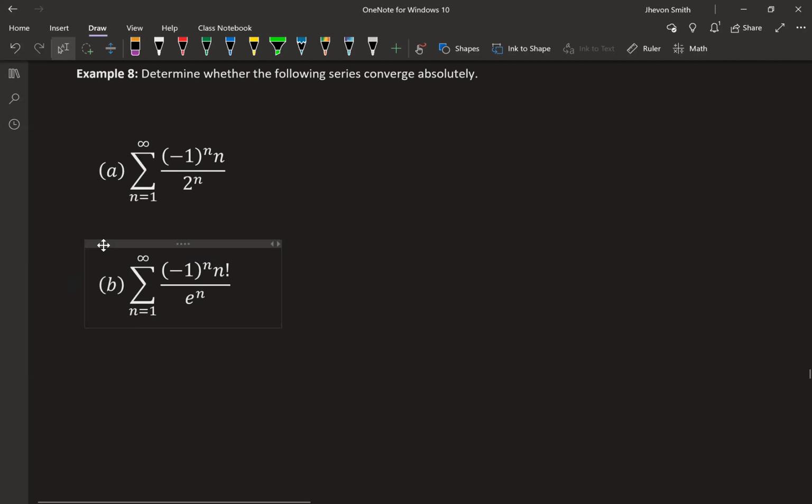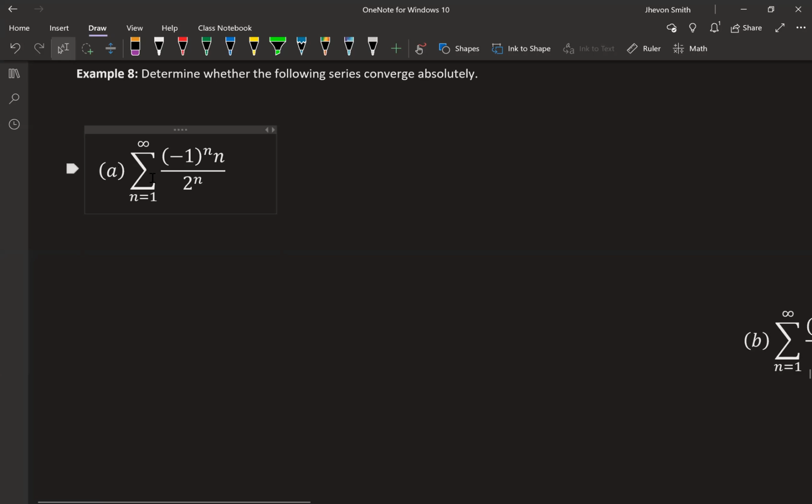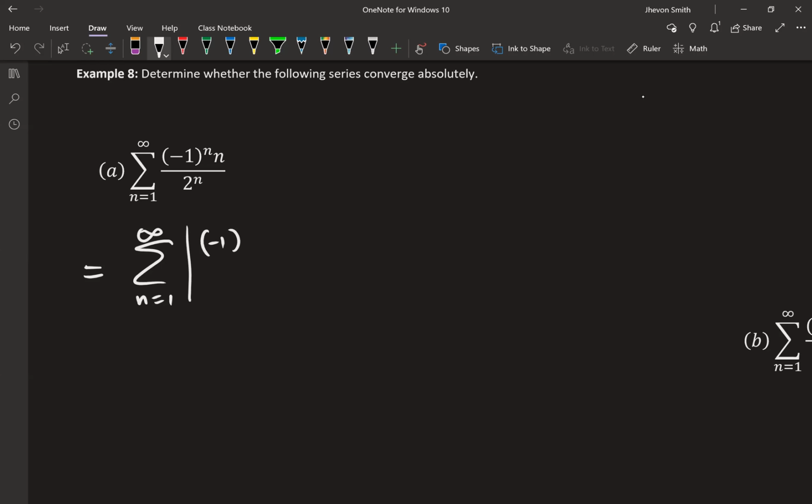Let's actually do it. I'm going to run through the first one with you, and then you can help me with the second one. So here's an example. Let's say I want to determine whether this series converges absolutely. So I'm going to consider the series with absolute value around it. I'm going to look at this series here, put absolute values around it. And why? Because it asked me about converging absolutely, so I need to consider absolute values around it. Okay, so that gives me this series here.